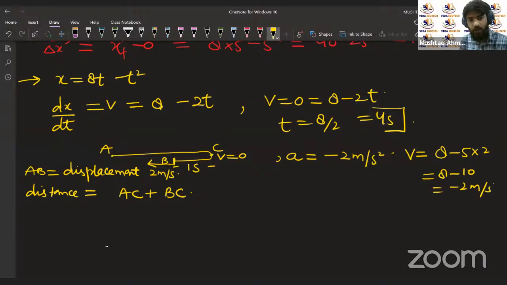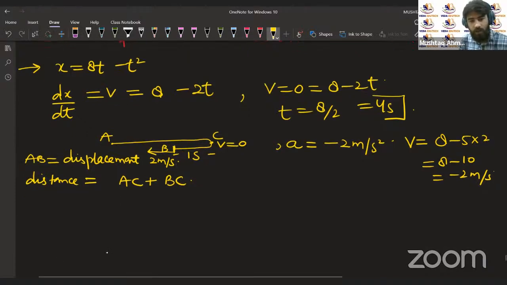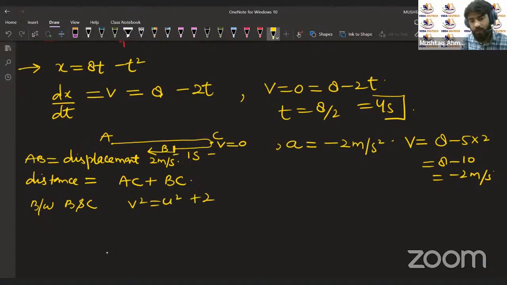So if we apply the equation of motion between B and C, that is, V square is equal to U square plus 2AS, correct? Our u is 0 because at the point C the particle stops and reverses its direction, so u is equal to 0. And v we calculated, it is equal to minus 2 meter per second, so it will be minus 2 whole square.